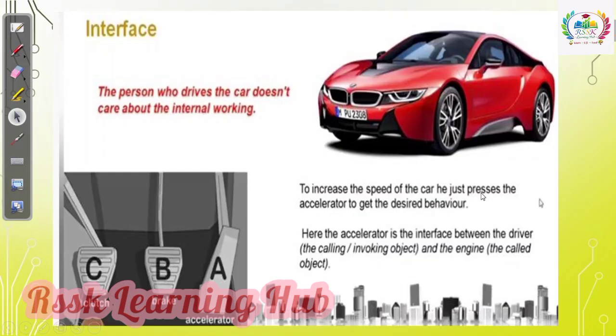So this is one type of object behavior. Here, accelerator, brake, and clutch are the function part of your program. If you take the working of a car as a program, the functions carried out are: accelerator is one function, brake is one function, and similarly clutch is one function. So the driver is an interface.